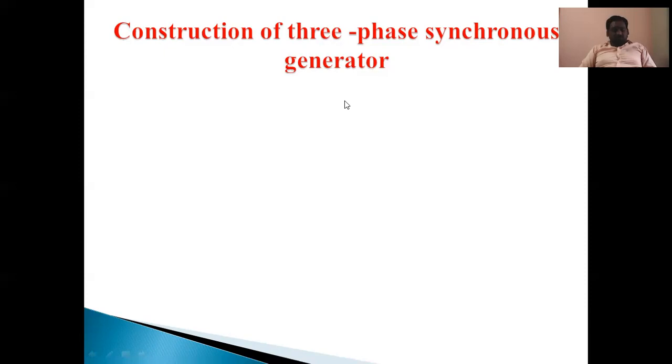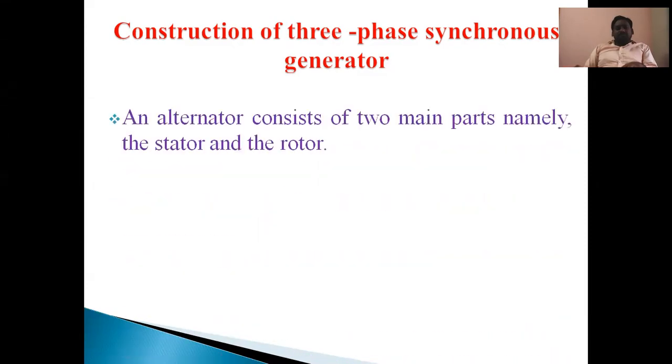As usual, in order to construct any electrical machine or any energy conversion machine, it has essentially two parts. What are those? Stator and rotor. For every electrical machine there is a stator and a rotor. Stator means the stationary part, rotor means the rotating part.